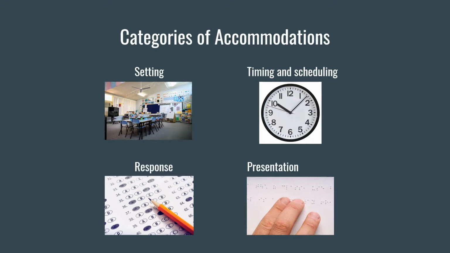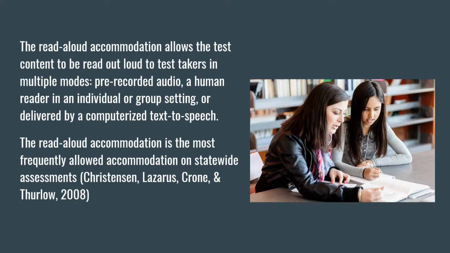There are four main groups of accommodations: setting, timing and scheduling, response, and then presentation. The read aloud accommodation falls within the presentation category. The read aloud accommodation allows the test content or the material content in the classroom to be read aloud to test takers and to students in multiple modes. It can be pre-recorded audio, a human reader, or a computerized text-to-speech voice. The read aloud accommodation is the most frequently allowed accommodation on statewide assessments.